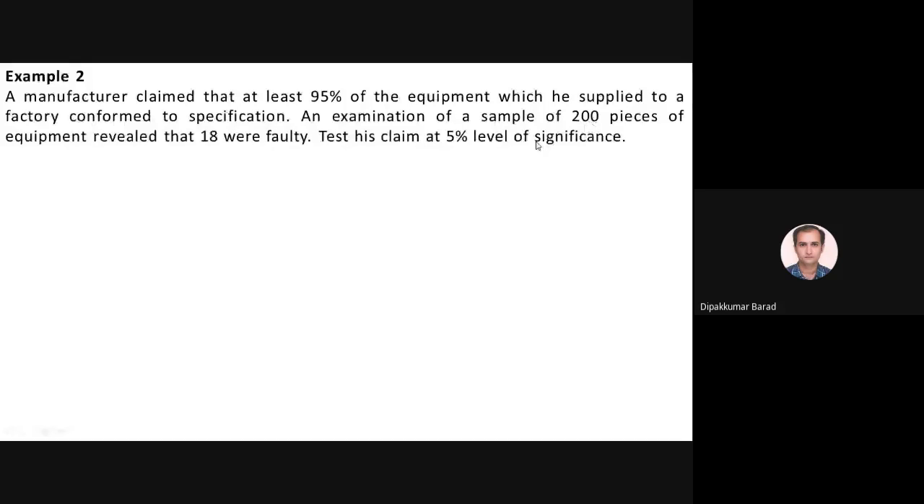Here n is 200, which means we have to use a large sample test. Out of 200, 18 are faulty, so we can find the sample proportion small p, 18 upon 200.